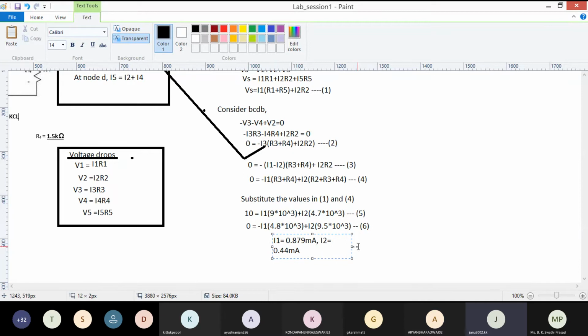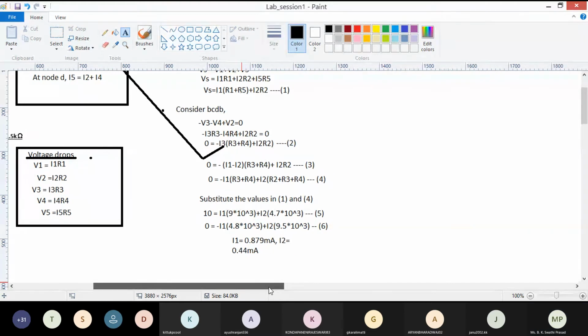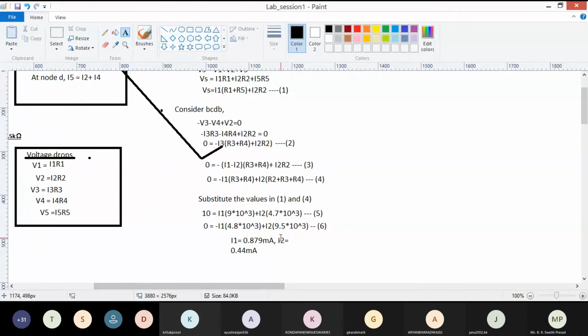Ma'am, after the decimal point, do we have to take 2 values or 3 values in labs? Two values you can take, no problem. Okay. Right, all of you got this? Yes, ma'am.